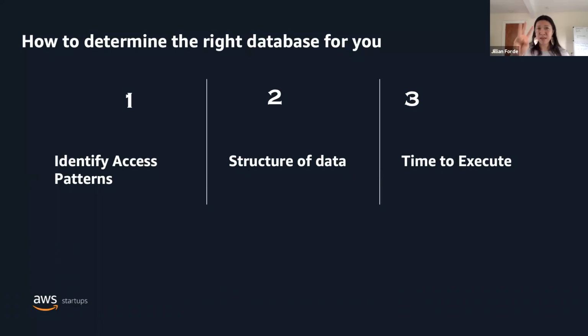So there's really three things that you need to be aware of in order to pick the right database. First is identifying your access patterns. Is it going to be a lot of read heavy, write heavy, reads and writes? What's the structure of your data? Is it JSON? Is it documents? Are there transactions? And then the time to actually execute.